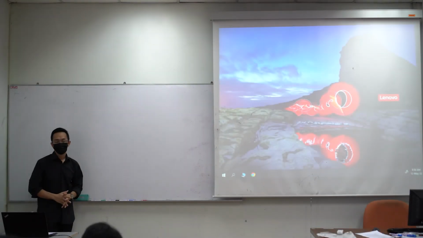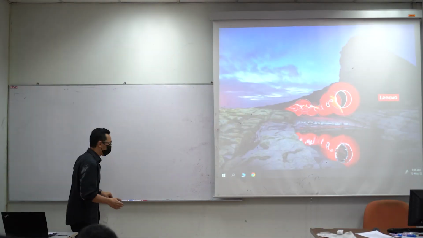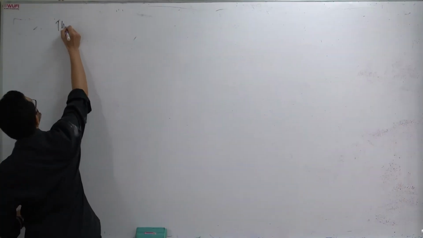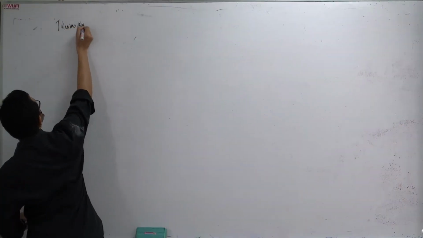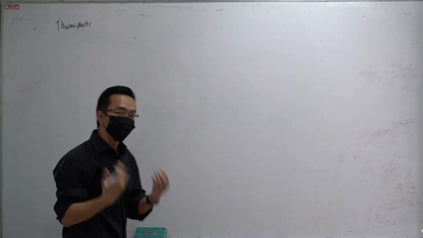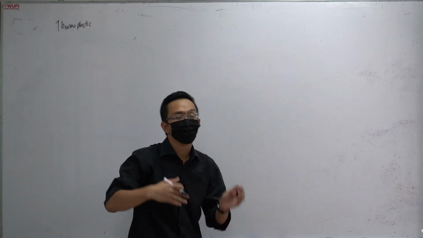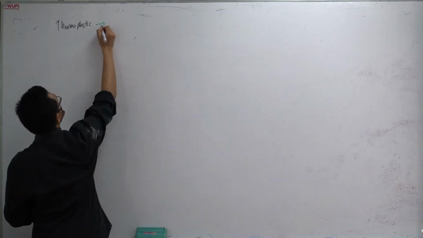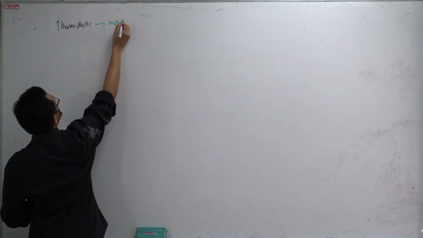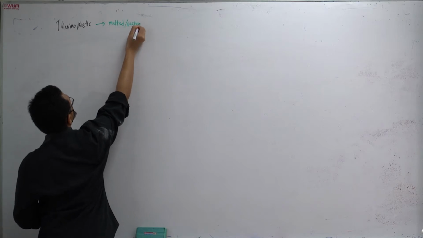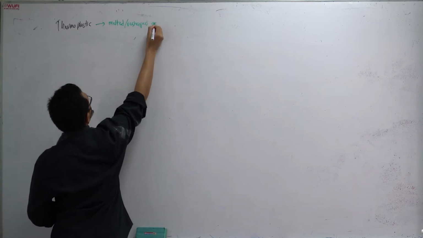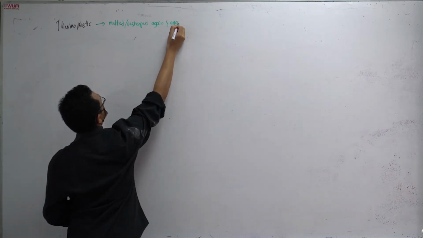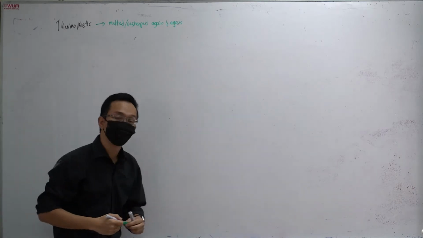In the previous class, we talked about thermoplastic. We learned that thermoplastic is basically a polymer that can be melted and reshaped again and again. That is basically the characteristic of thermoplastic.